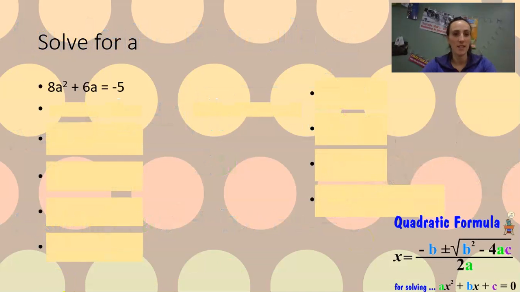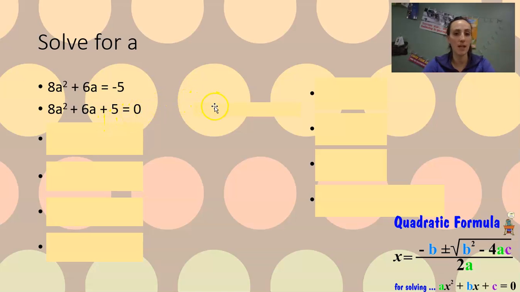Solve for a: 8a squared plus 6a equals negative 5. When we use the quadratic formula, we have to use it on a polynomial that's set equal to 0. So we need to rewrite this polynomial so that this negative 5 is on the other side. That's going to leave us with the polynomial 8a squared plus 6a plus 5 equals 0.